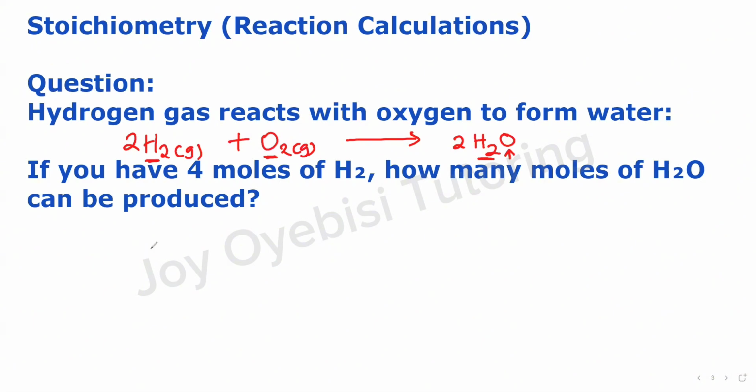So before we do any stoichiometry calculation, we have to make sure that the equation given to us is balanced. And even if you are not given an equation, you have to write out the chemical equations, balance it before you solve. So this question says, if you have 4 moles of hydrogen, how many moles of H2O can be produced? So we're going to start with the 4 moles given to us. So you say 4 moles of H2.